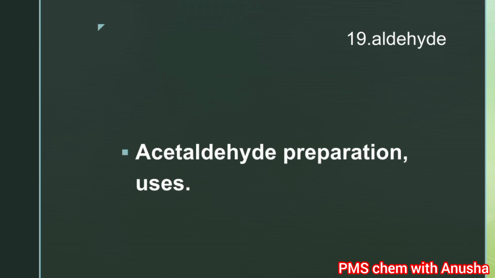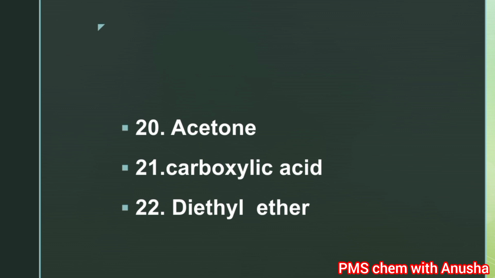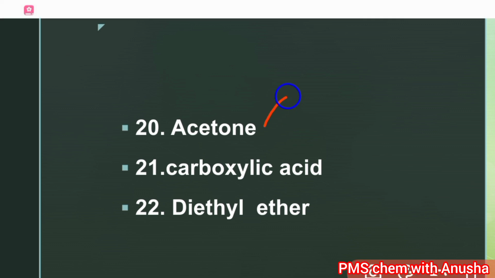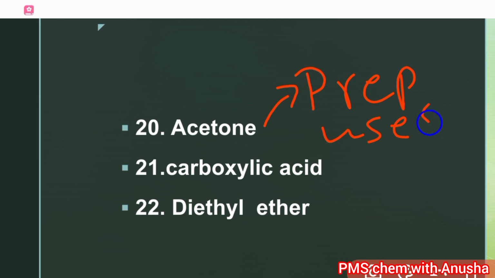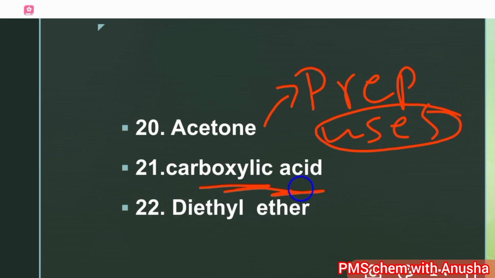Next, aldehyde unit. In aldehyde unit, focus on acetaldehyde preparation and uses. Next, 20th unit, that is acetone. In acetone unit, you have to focus on preparation as well as uses of acetone. Next, in carboxylic acid unit, you have to focus on uses of salicylic acid.